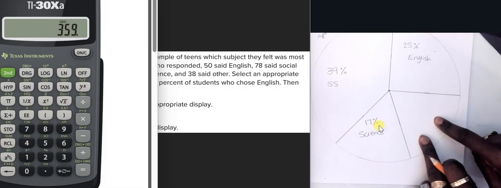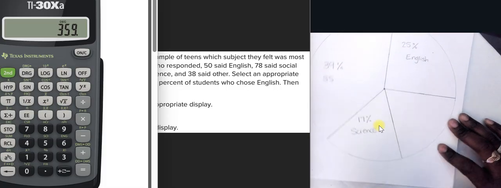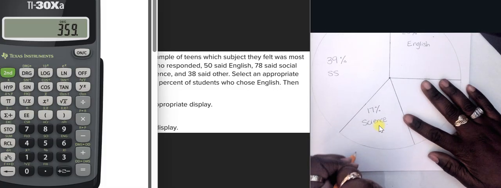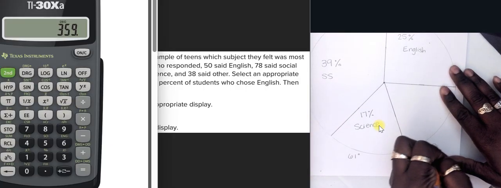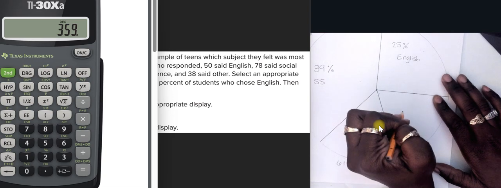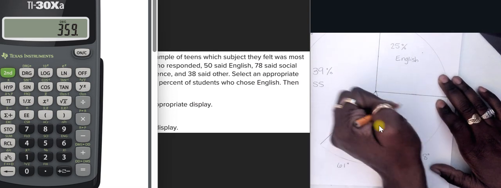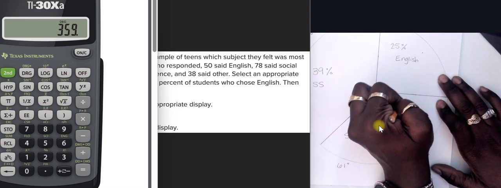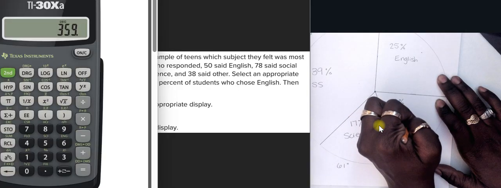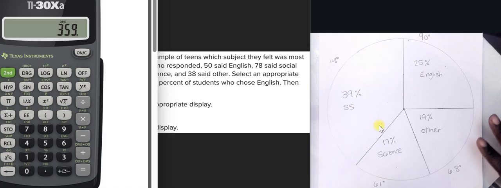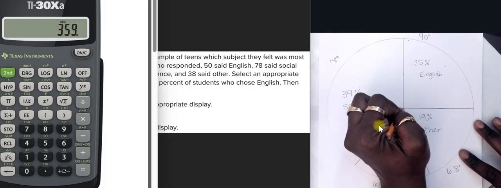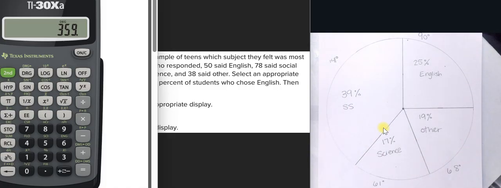And then our final one that we should have is going to be a 68-degree angle. This was a 61-degree angle. This should be a 68-degree angle. And this represents 19%, which is going to be for other. So here's our circle graph. There's our center here, and then we've just drawn our angles to each of the points to show how that circle graph would look.